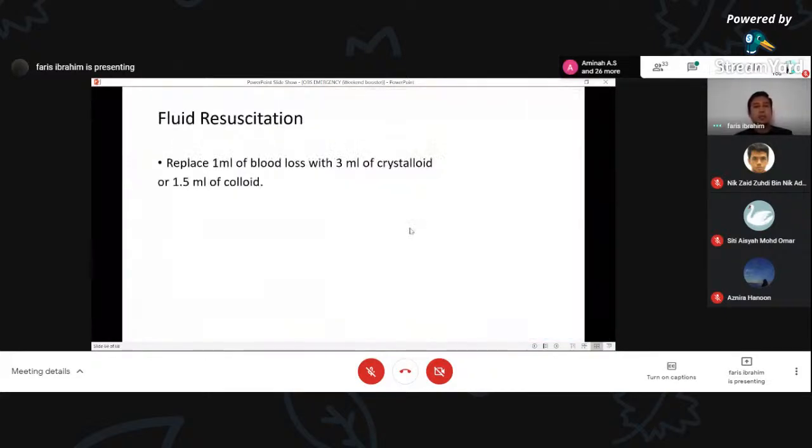Okay. So the principle is that for one mil of blood loss, you need to replace with 3 mil of crystalloid. So let's say patient ada 500 mils blood loss kan. So at least you kena bagi 3 pint of normal saline lah. 3 pint tu maksudnya 1,500 normal saline. Okay. Kalau you nak bagi colloid, colloid yang kita bagi biasa gelafundin. Kalau you nak bagi gelafundin, maybe you perlukan 1.5 pint, 750 mil.